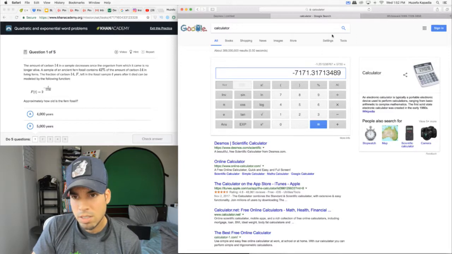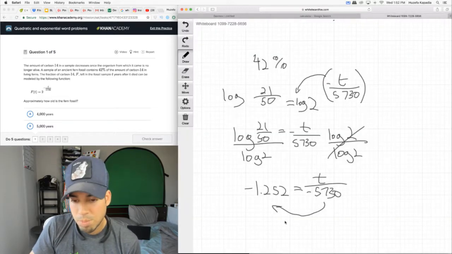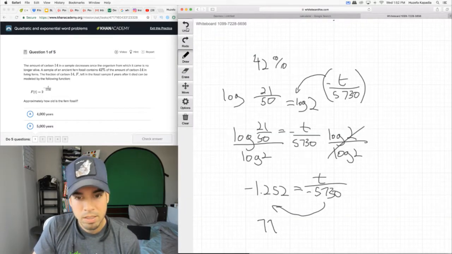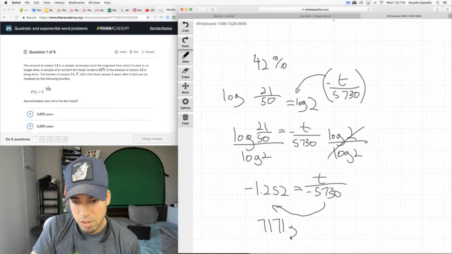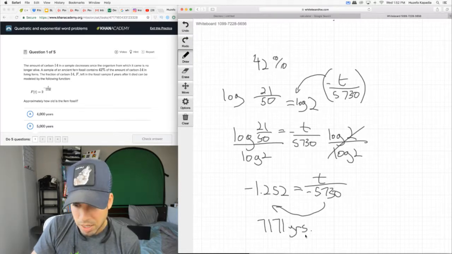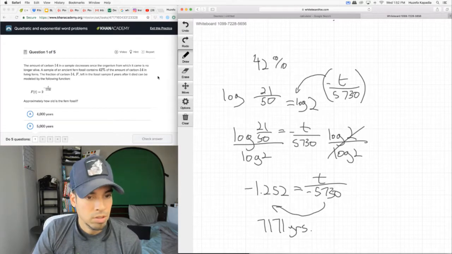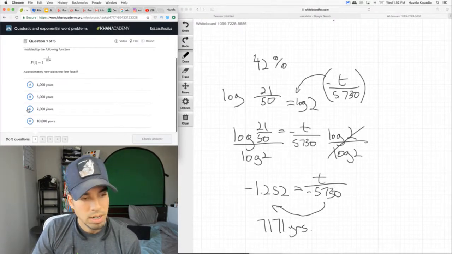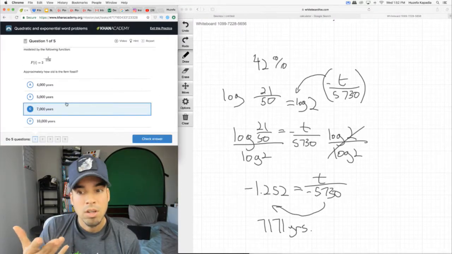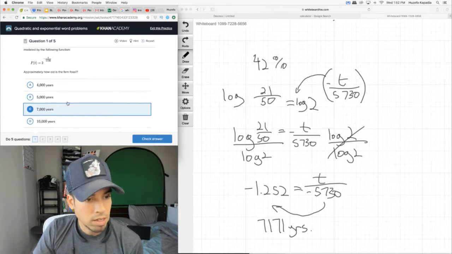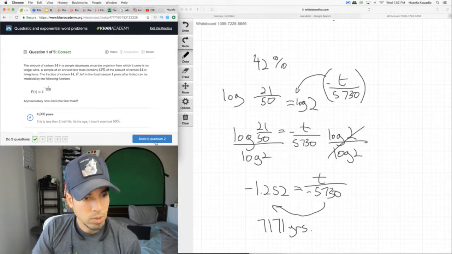So it's about negative 7,170 years. I mean, so positive 7,170 years. That's the approximate age. All right, let's see if there's an answer close to this. And I guess 7,000 is the closest. So I believe this is correct. Let's make sure we are good to go. And we are good to go.